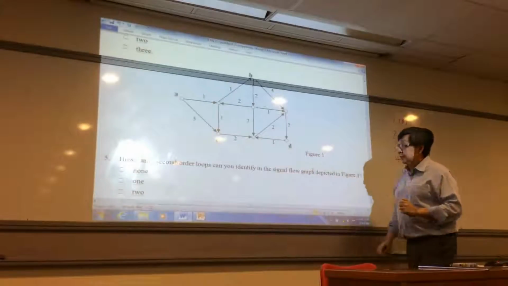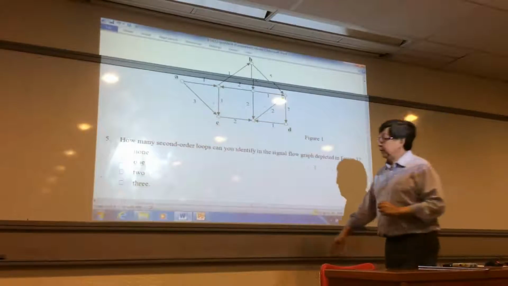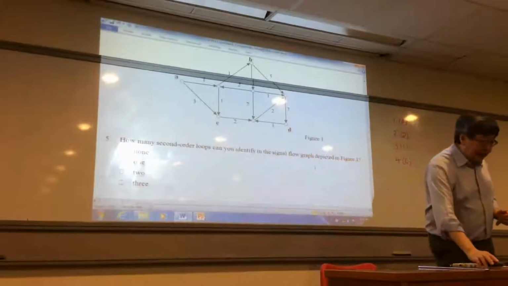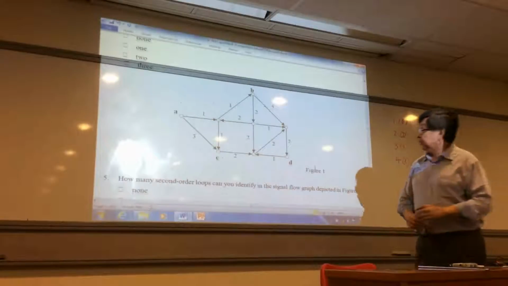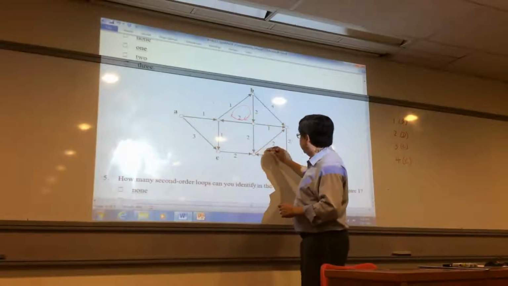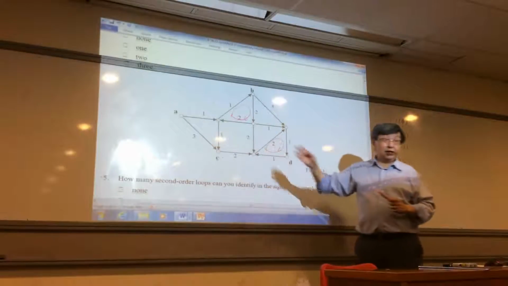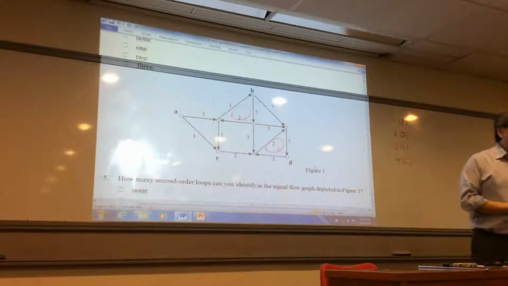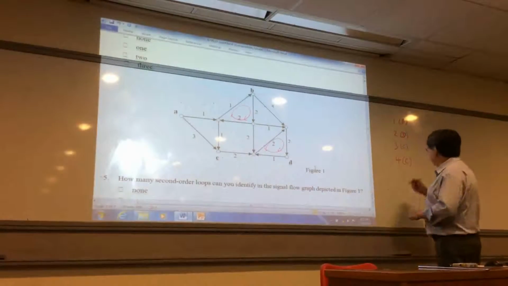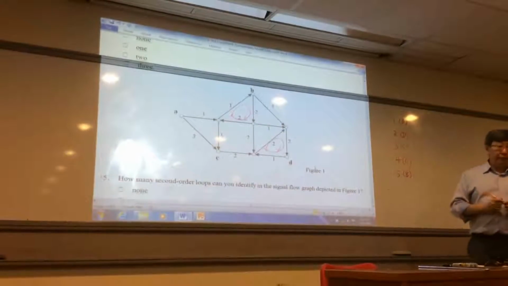The next question is how many second order loops are there? We've already seen that this has 2 first order loops, one here, another here. These 2 first order loops do not touch each other, hence they form a second order loop. So for 5, the answer is B. There is 1 second order loop.